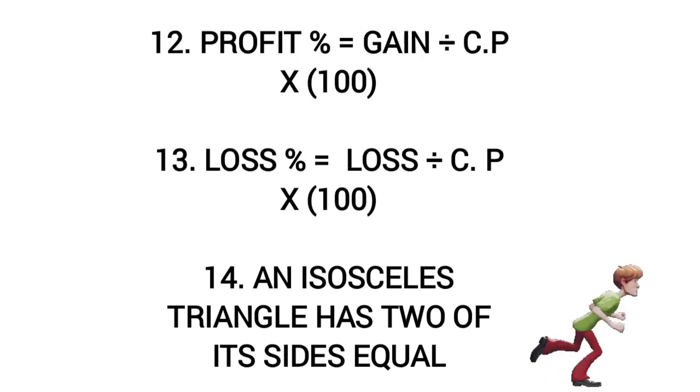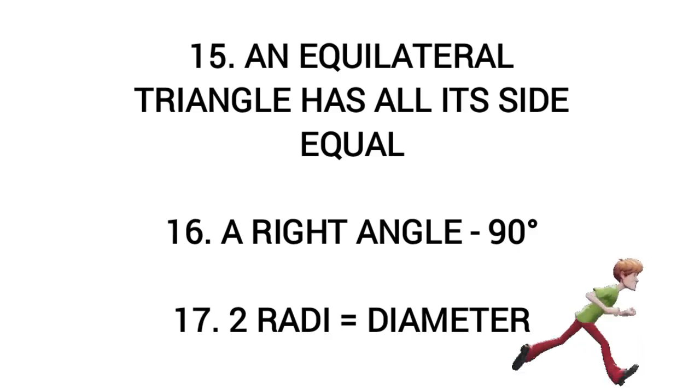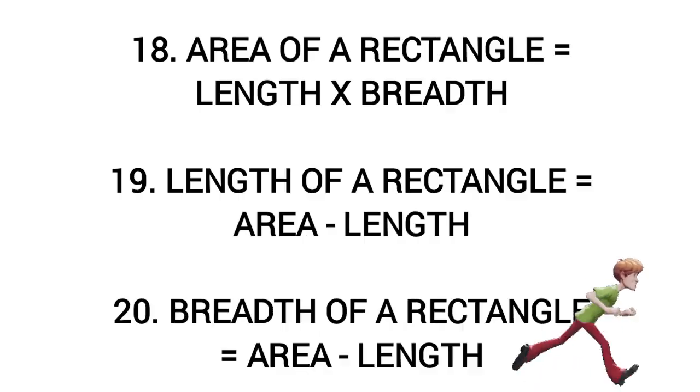An isosceles triangle has two of its sides equal. An equilateral triangle has all sides equal. A right angle triangle has an angle of 90 degrees, and two radii make a diameter. Area of the rectangle: we have length of the rectangle times breadth of the rectangle. All these formulas are needed.